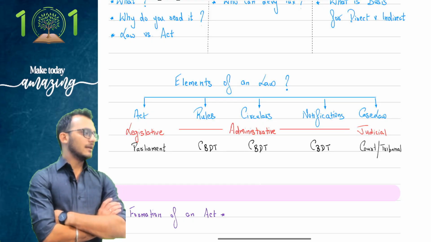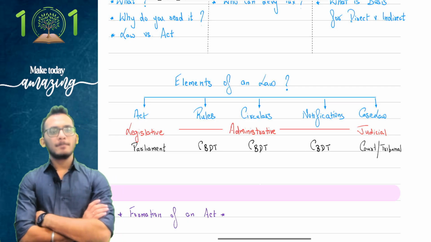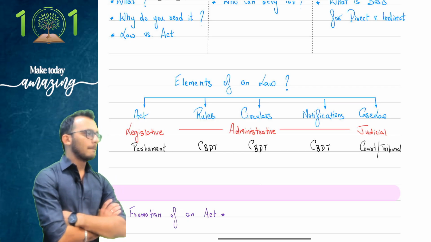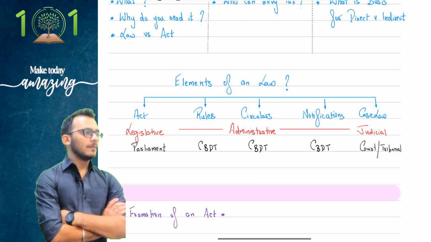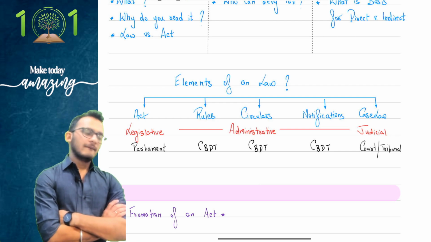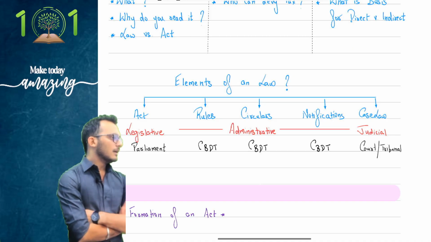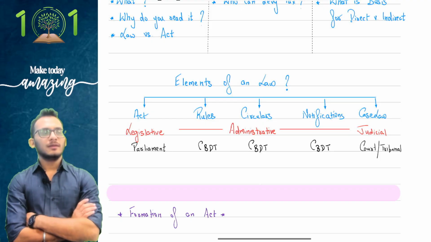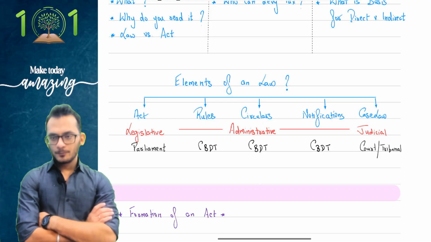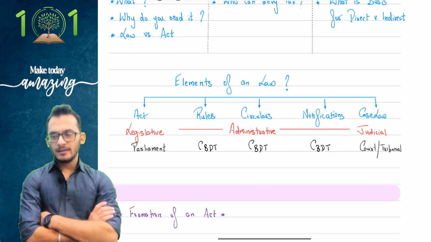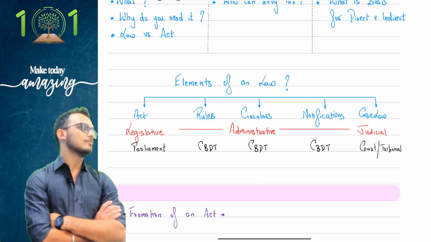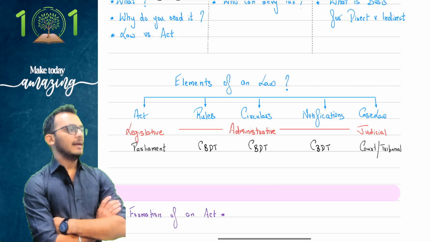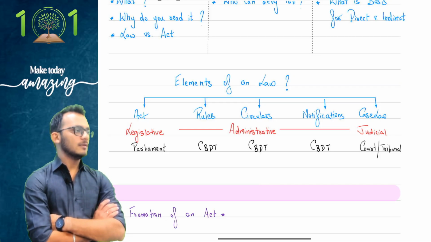Under that, section 1. Underline section 1. What is section 1, people? Short title, extent. Very good. Section 1 is called short title, extent, and commencement.